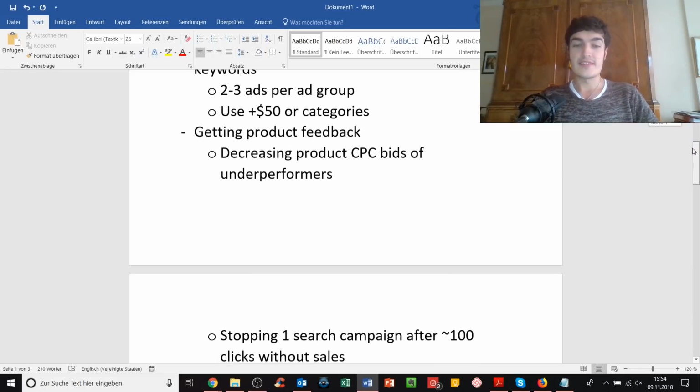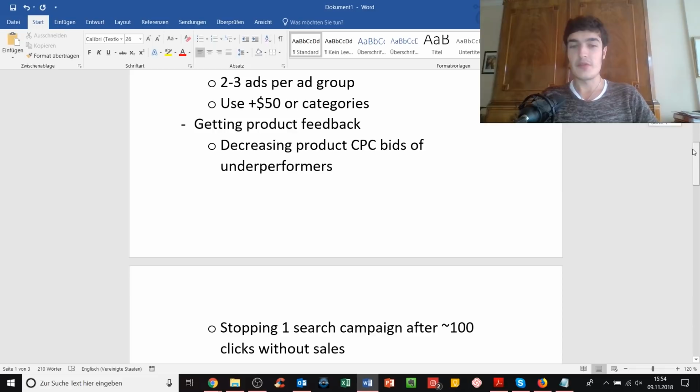Then I stopped one search campaign after around 100 clicks without sales, so this wasn't that great. It had a decent click-through rate, and I kind of got fooled by it. I have to say though that the CPC was very low. I think we were paying like 18 cents or something. So I stopped it after around 100 clicks without any sales.